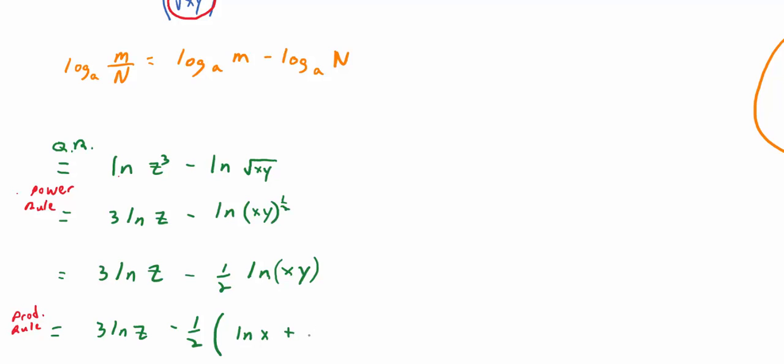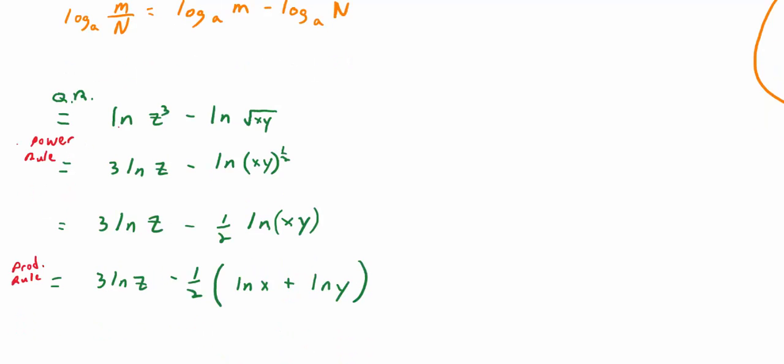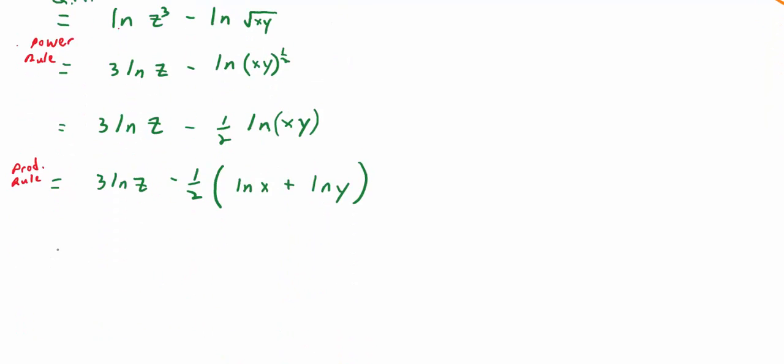Natural log of x plus natural log of y. Any explanation needed there? Is that okay? So m is like x and n is like y from the product rule. All right, and then the next part's just algebra.